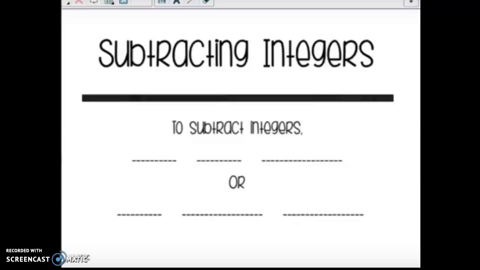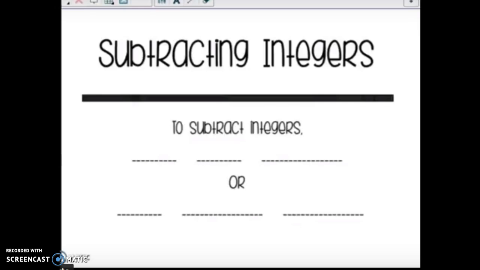Today we are going to talk about subtracting integers. We are going to be using the dark green foldable that was handed out to copy down some notes. The other day we talked about how to subtract integers from a number line. Now we're going to learn the rule for subtracting integers.